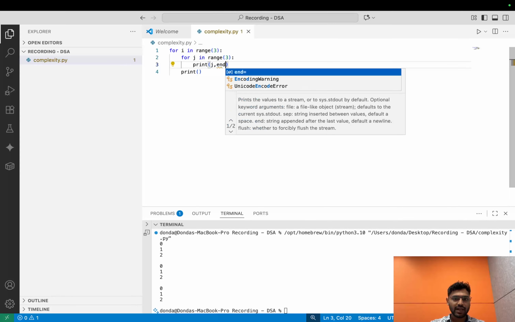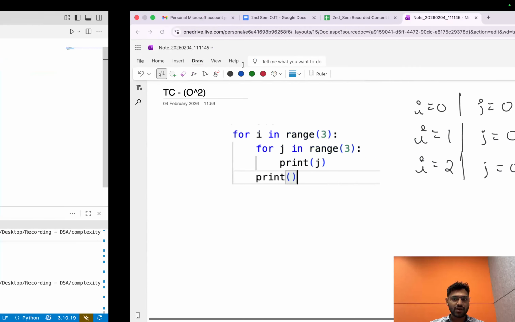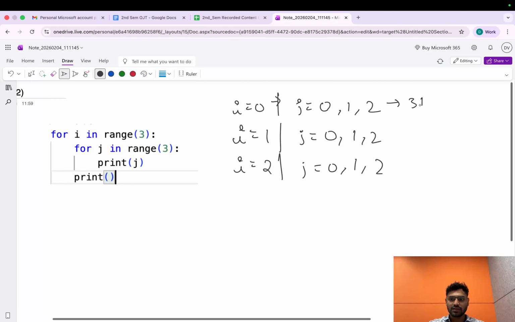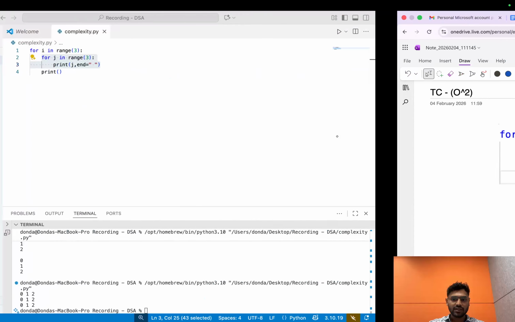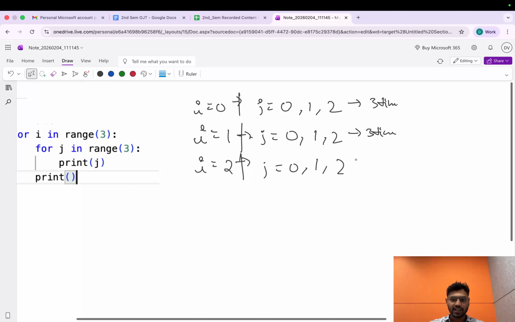Let's print it in the same line. Inner loop. 0, 1, 2. Inner loop for I equals to 0 is running 0, 1, 2, 3 times. For I equals to 0, it is running 3 times. For I equals to 1, it is running 3 times. Right? For I equals to 2, it is running 3 times.